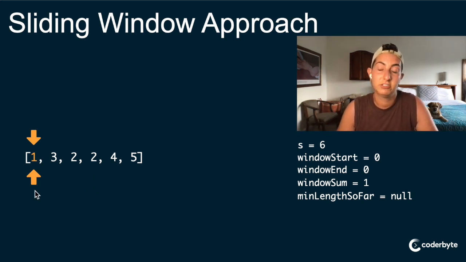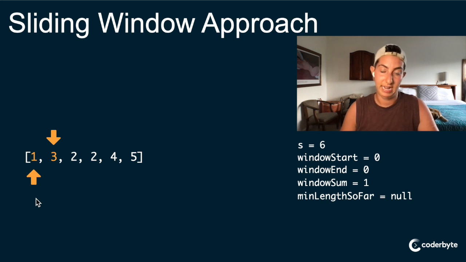So in this case, the answer is no, right? 1 is not greater than or equal to S. So what do we do? We grow our window. We say, okay, we don't have it yet. Let's see what happens when we add the next element to our window. And that's exactly what we do. The top arrow here is representing the window end, and this would be the window start. So we increment window end, right? We move the arrow, we increment our window end to 1, and then we add everything that is in the window to the window sum, right?